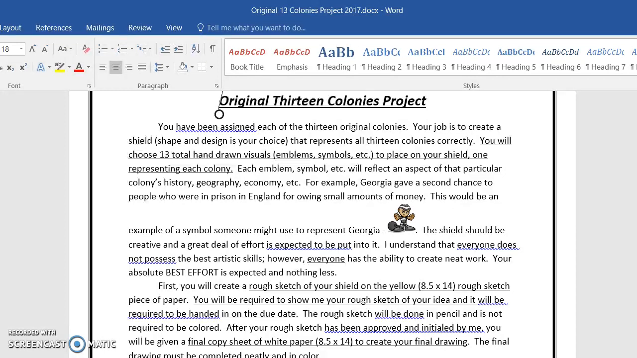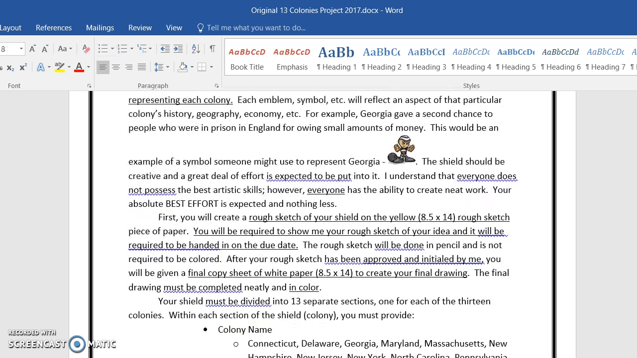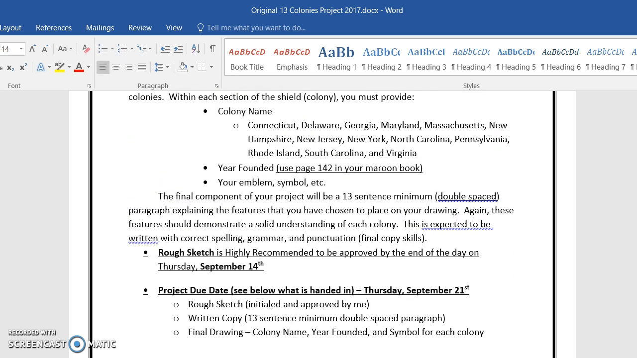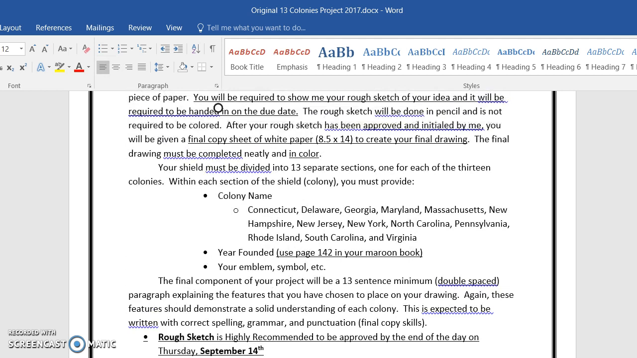After your rough sketch has been approved and initialed by me, you'll be given a final copy sheet of white paper, which will be 8.5 by 14 as well. And on that sheet, you're going to create your final drawing. So the final drawing must be completed neatly and in color as well.